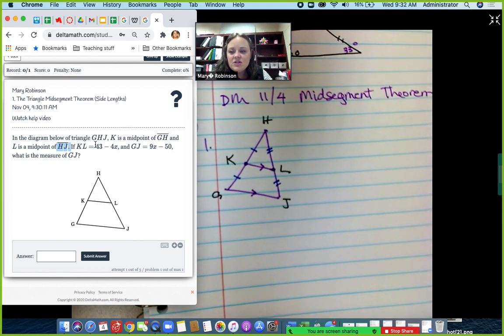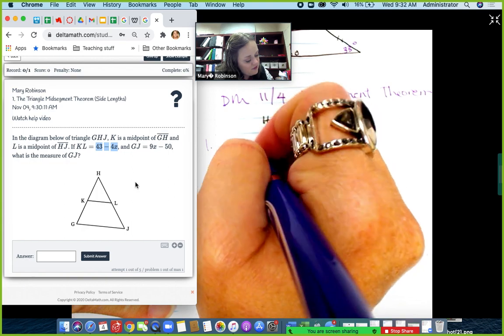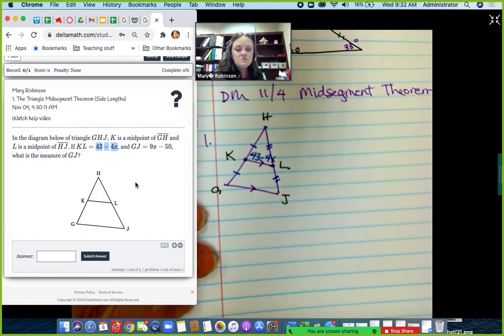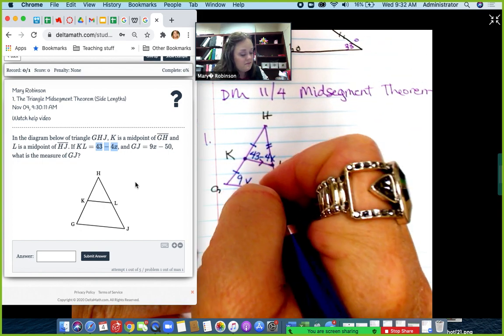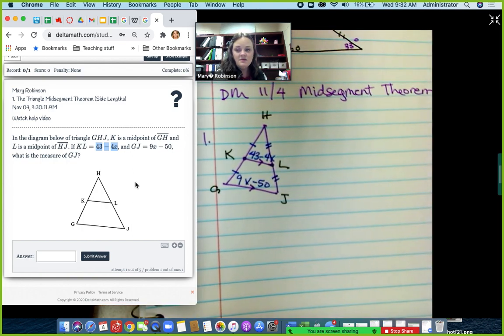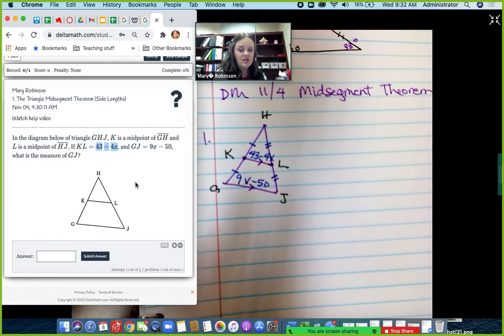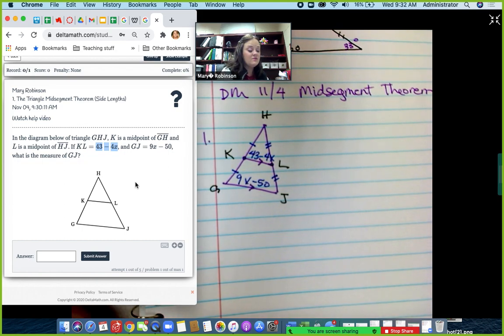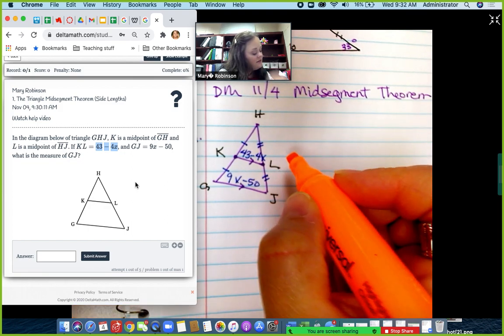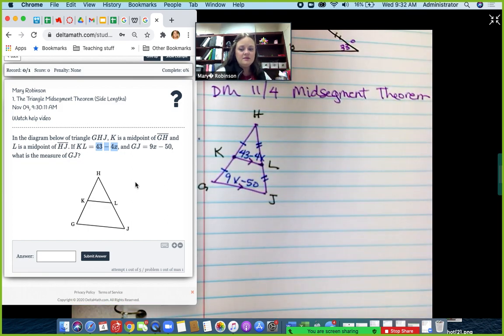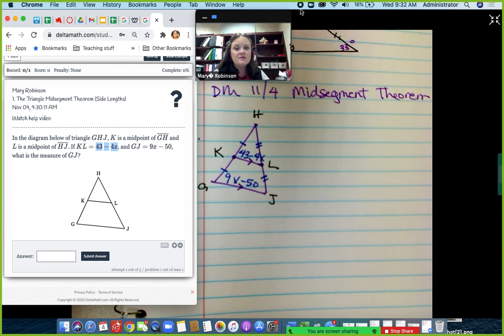And then they give us some other information. They tell us KL is 43 minus 4x, and that GJ, the bottom here, is 9x minus 50. And then they want us to find the measure of GJ. So how do we do this when we have an expression like this? Well, if you think about what we know, if this is x, then the other is 2x.